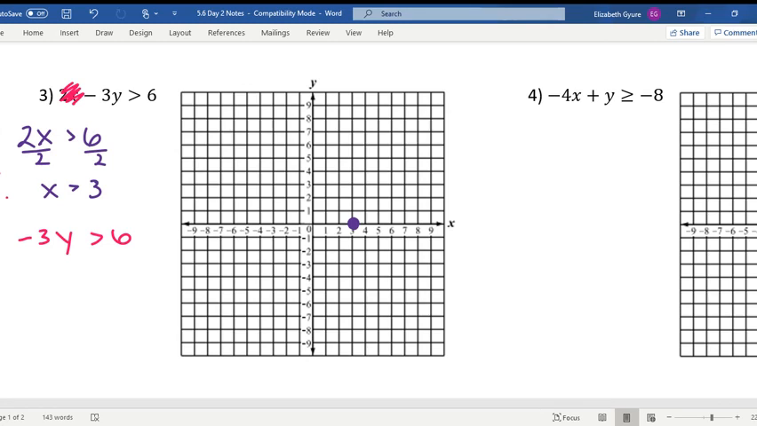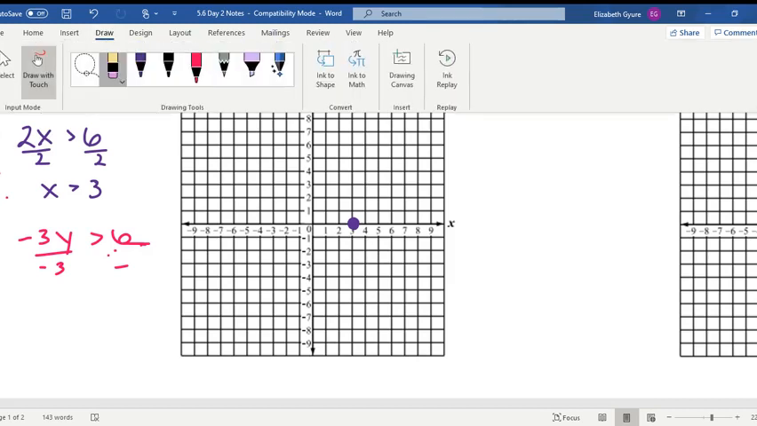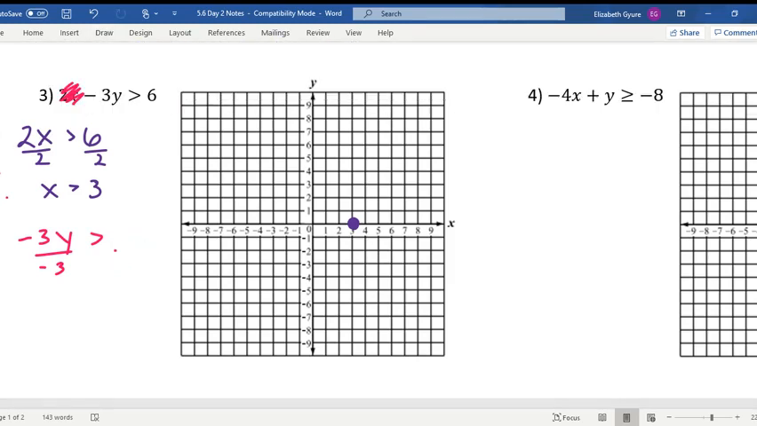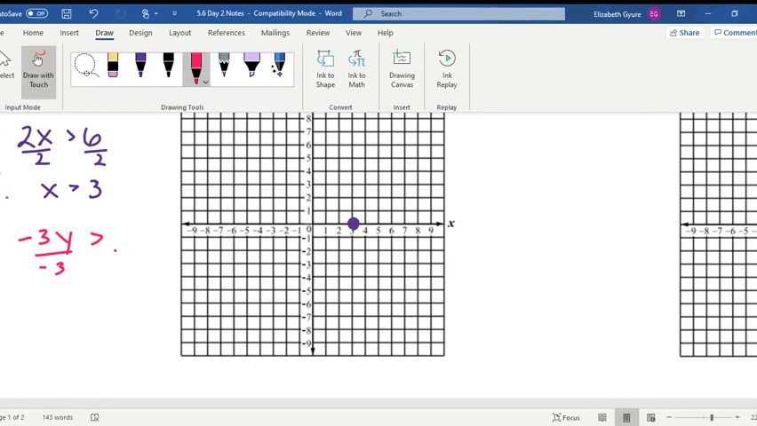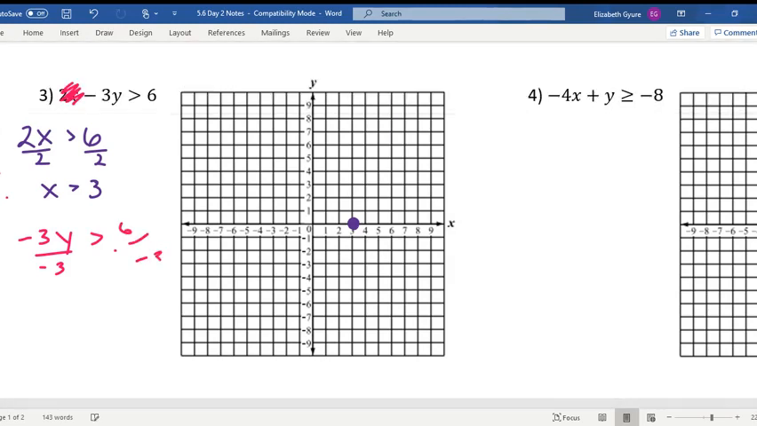Very good, Erin. Yes, if we are dividing by a negative, we need to make sure we flip our inequality. So we're going to divide both sides by negative 3, and Erin's right. That means we have to flip our inequality symbol, and 6 divided by negative 3 is negative 2.